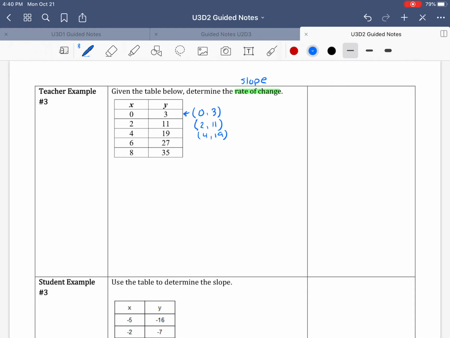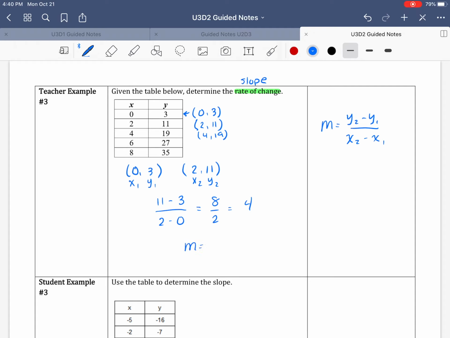So again, I can use my slope formula for any 2 of these points. So I'm just going to do the first 2, 0, 3, 2, 11. So I know my first x value, and then y, x2, y2. And I know my equation here is y2 minus y1, x2 minus x1. So y2, 11 minus 3 over 2 minus 0, 8 over 2, which gives me 4. And that's my final answer.